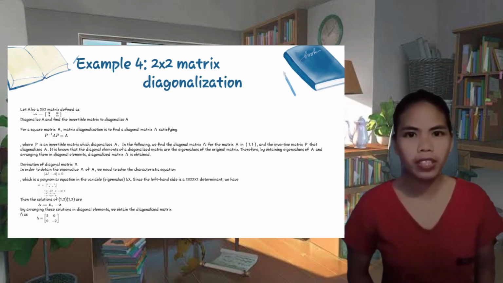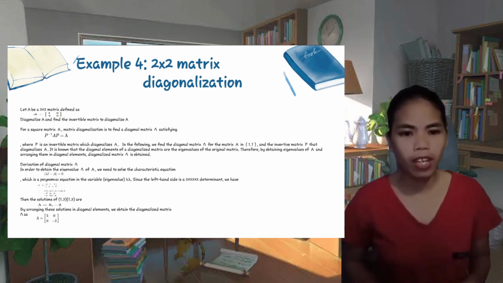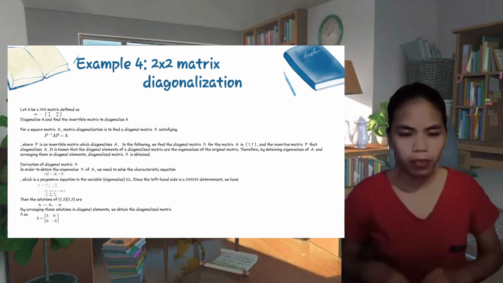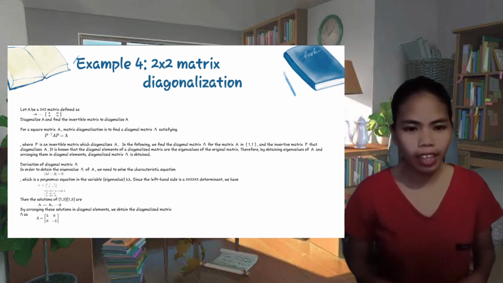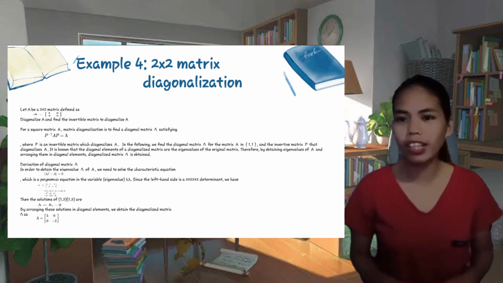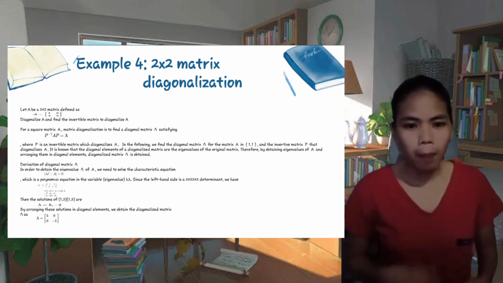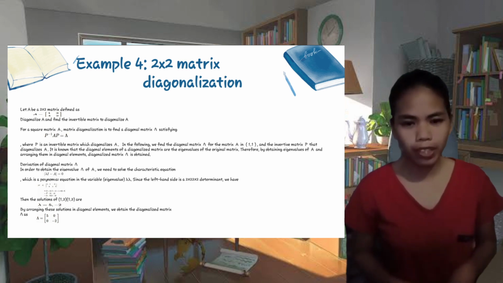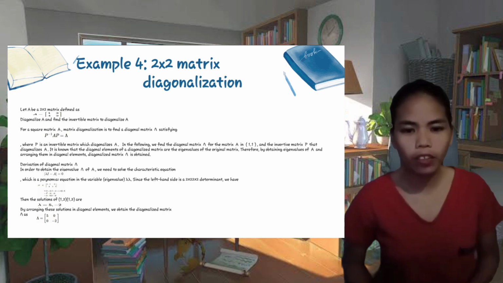This topic is 2x2 matrix diagonalization. Example number 1. Let A be a 2x2 matrix defined as A equals [1, 4; 3, 2]. Diagonalize A and find the invertible matrix that diagonalizes A. For a square matrix A, matrix diagonalization is to find a diagonal matrix Λ satisfying P to the power of negative 1 times A times P equals Λ, where P is an invertible matrix which diagonalizes A.